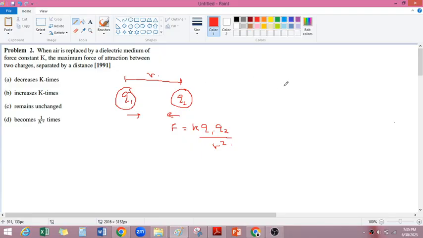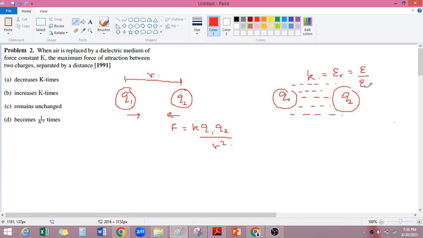Now suppose if I replace the air, if I put it inside some water or something, with a dielectric constant K. What do you mean by dielectric constant? K, the dielectric constant, is nothing but epsilon R. What is epsilon R? Epsilon of the medium divided by epsilon naught. Epsilon of the medium is the permittivity of the medium, this is the relative permittivity, and epsilon naught is the permittivity of the free space. So this you should remember. K and epsilon R are same.